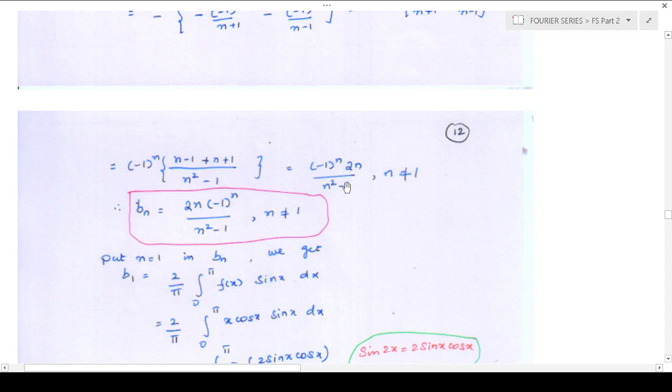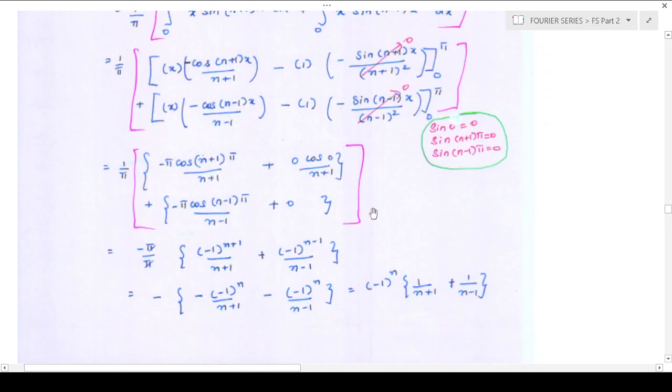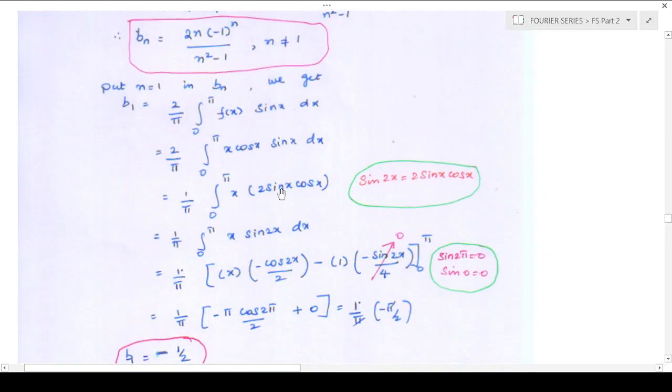What we come across is that bn is not defined for n equal to 1. So you have to find b1 separately. What is b1? In this formula, substitute n equal to 1. b1 equal to 2 by pi integral 0 to pi f of x sin nx dx. Just write that, then substitute f of x as x cos x.